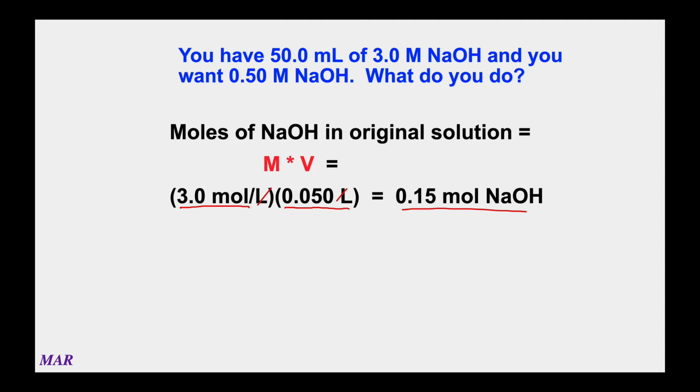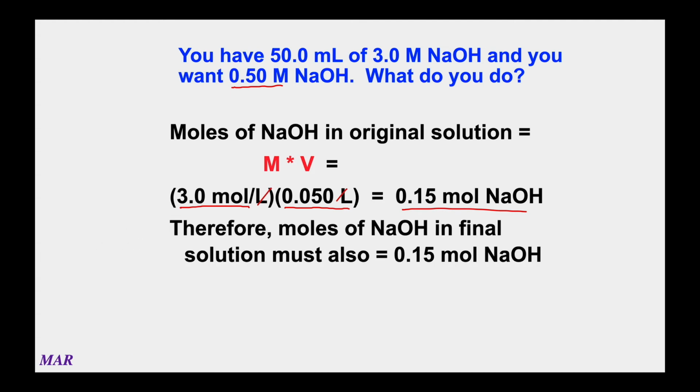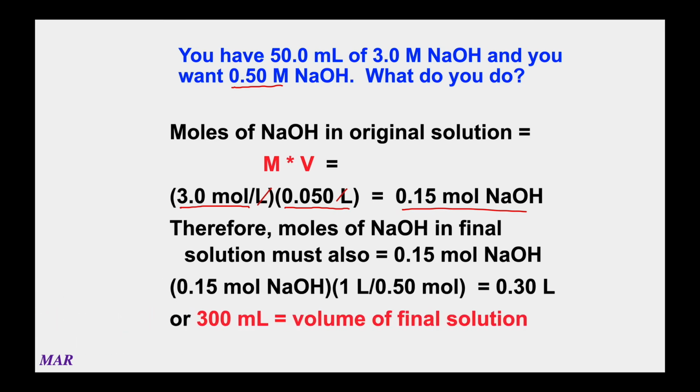Remember, in this problem we want to have 0.50 molar, or 0.50 moles sodium hydroxide per liter. So we can use that 0.50 moles sodium hydroxide per liter and the 0.15 moles of sodium hydroxide. We'll use dimensional analysis again to cancel out moles of NaOH and get the new volume, which is really cool. But remember, the moles in the initial solution equal the moles in the final solution, and we're not changing that number at all.